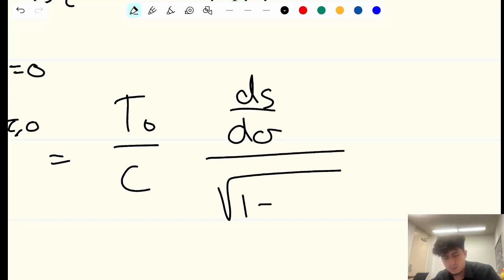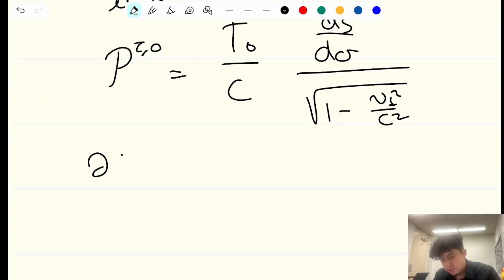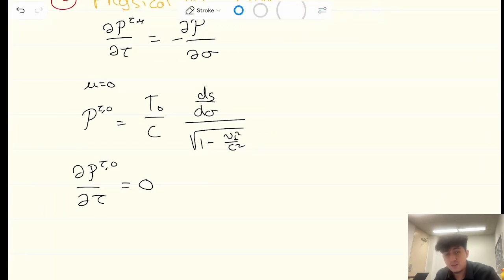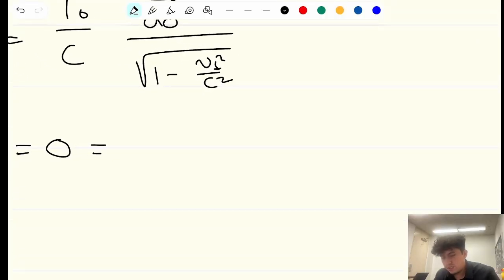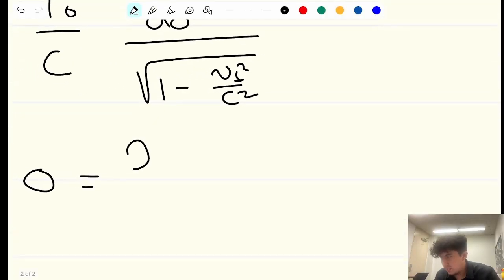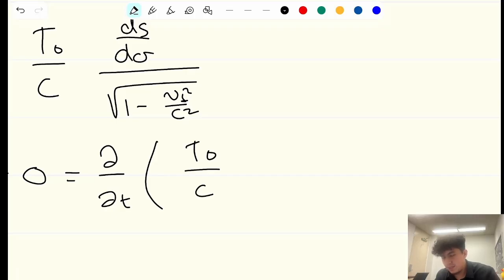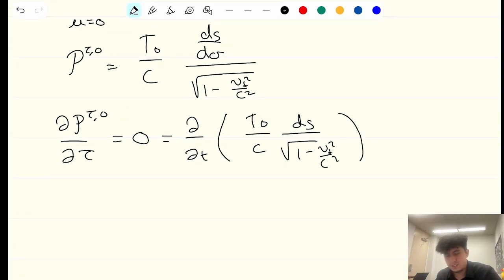Sigma 1 minus speed c squared. Cool. And then we know that if we take a partial, then this is going to be equal to 0, because nothing here depends on tau or time. So essentially what this is telling us is that this quantity that is inside here is time independent. Cool. So what is the meaning of this? Like that this quantity is time independent?